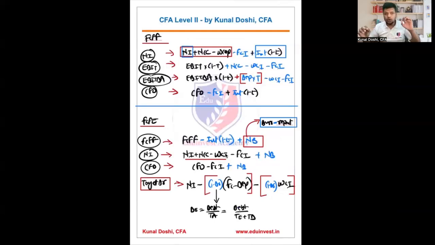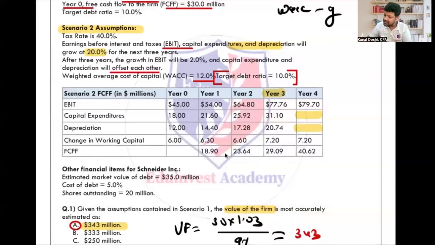What we need is to value the firm through EBIT, correct? So we need EBIT (1 minus T), and then CapEx and depreciation. Fixed capital and depreciation both are connected, right? So I will rearrange the formula now.